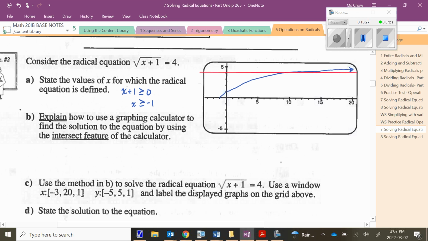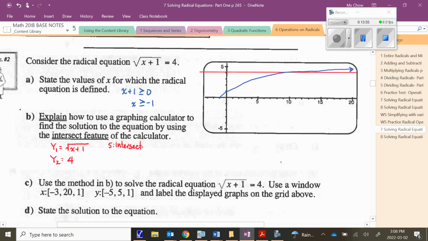So options of how to solve using your calculator. Using the intersect feature, we would say y1 is equal to the left side, the square root of x plus 1. y2 is going to equal the right side, which is 4, and then we're going to use the intersect feature, which is on the calculate menu, and we will find that intersection.